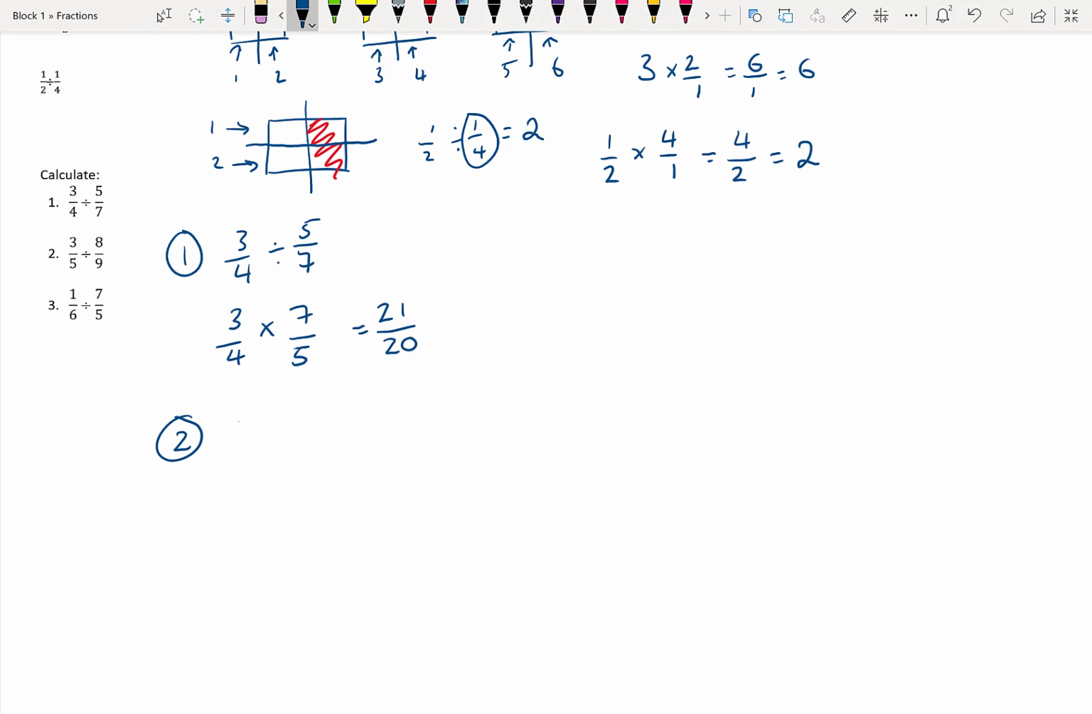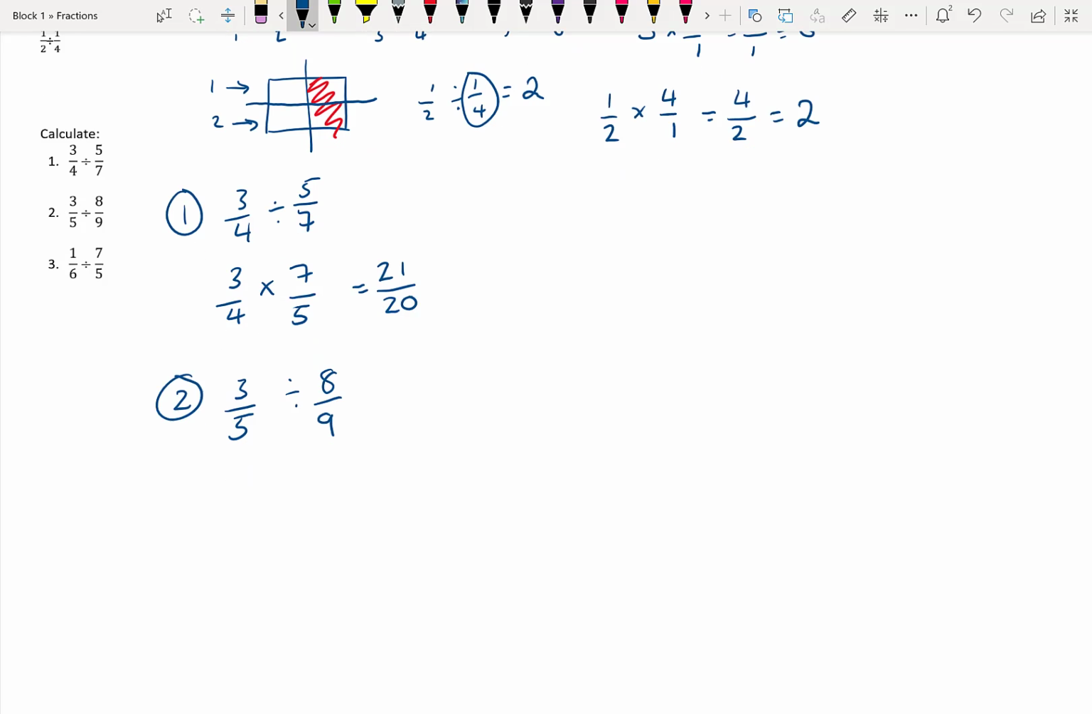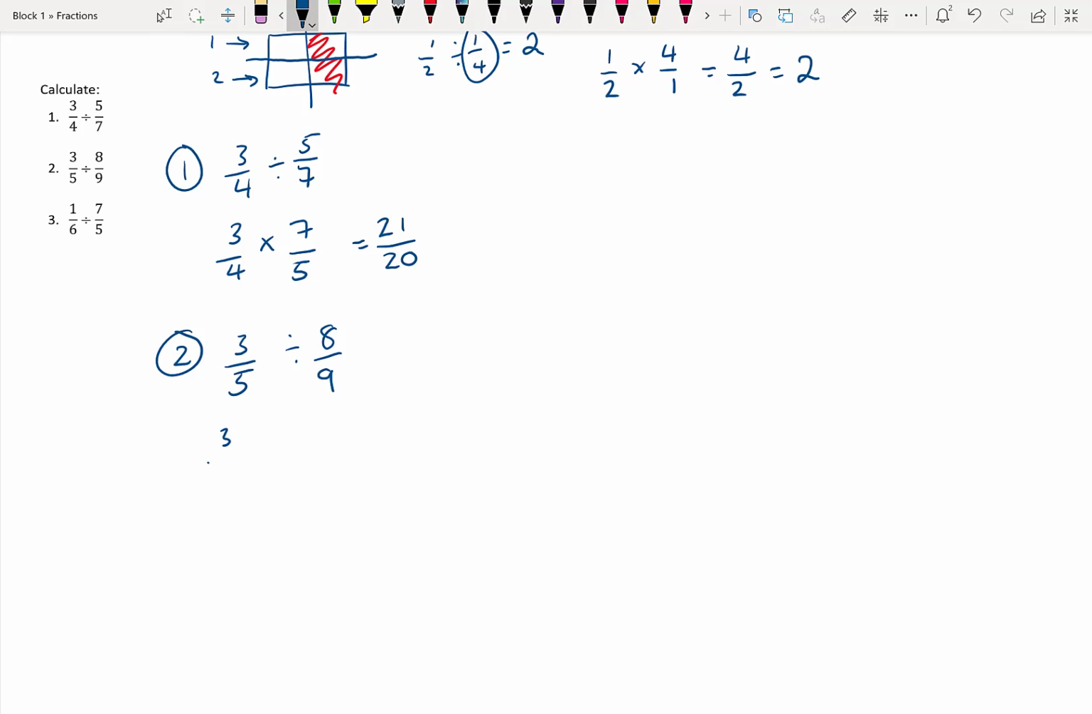Second one, 3/5 divided by 8 over 9. Again, I've got 3/5, and it's going to change to be a multiply, flip it upside down, so it becomes 9 over 8. 3 times 9 is 27, over 5 times 8, which is 40. Again, it looks like there should be, but there isn't anything that's going to divide into the top and the bottom there.